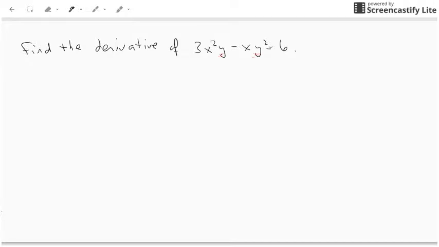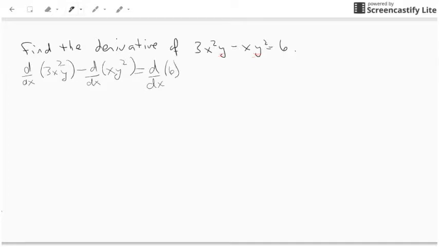So I'm going to apply this differential operator, so d by dx. Now that's going to be the derivative of 3x squared y. And remember, this differential operator gets applied to everything. So this will be d by dx of xy squared as well, equals on the right-hand side, because you've got to do it to everything, d by dx of 6.